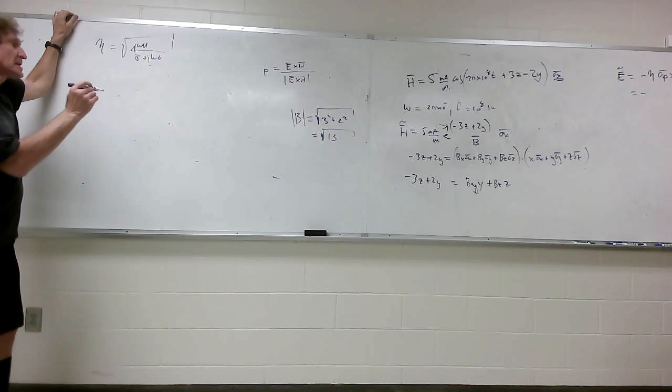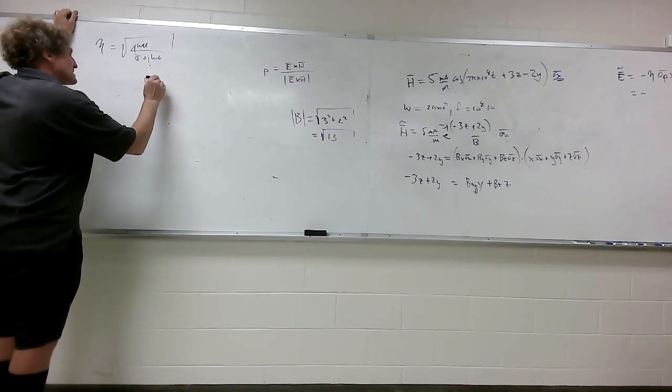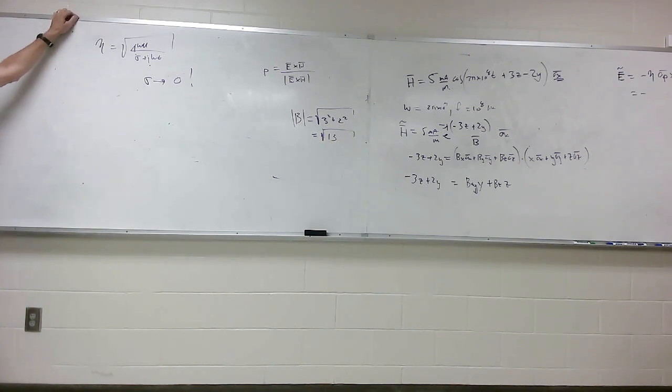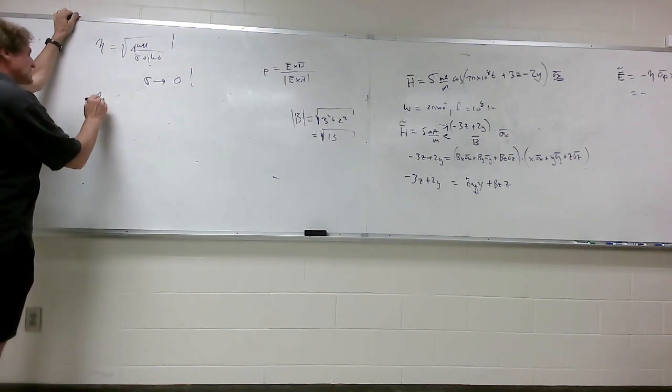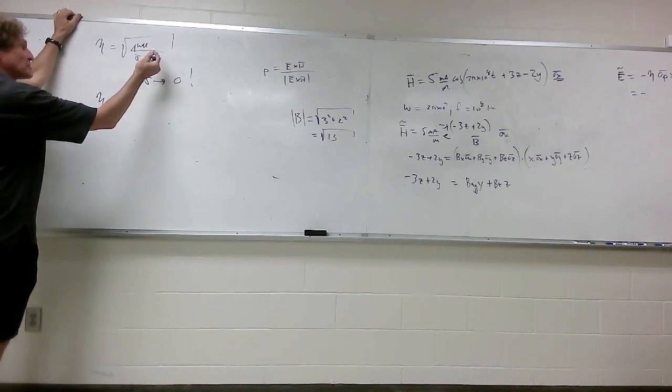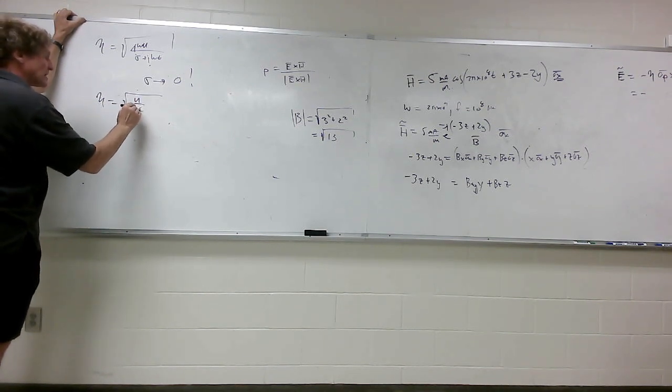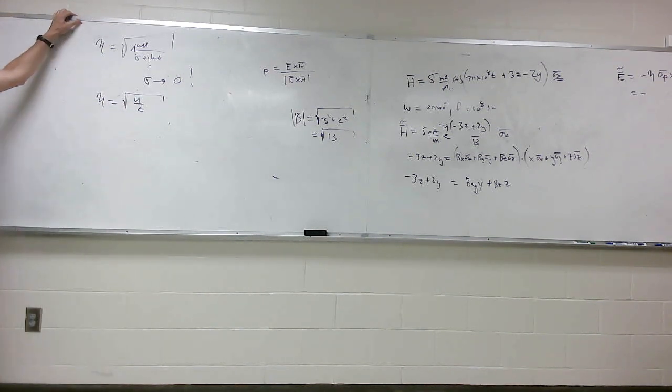The minute you see lossless, it implies sigma is 0. Y'all with me? Just remember that. If it is lossless, sigma is 0. That means eta, notice, is j omega mu over j omega epsilon, which is simply the square root of mu over epsilon. Agree with me?